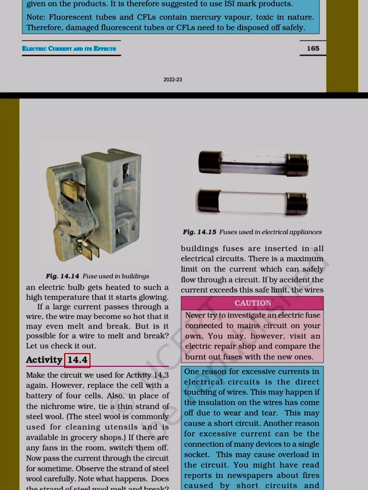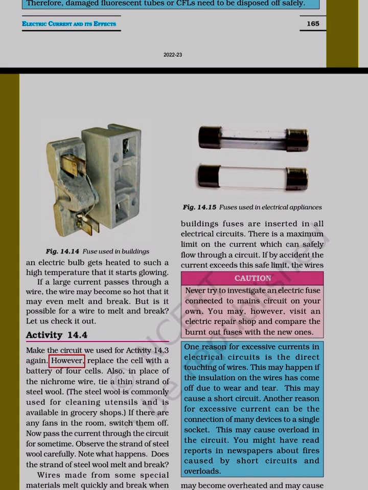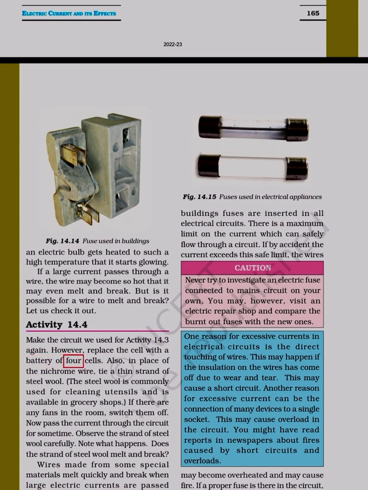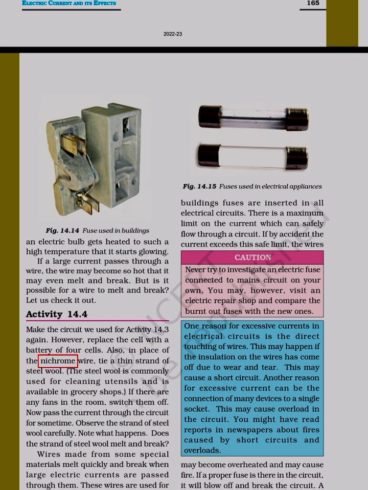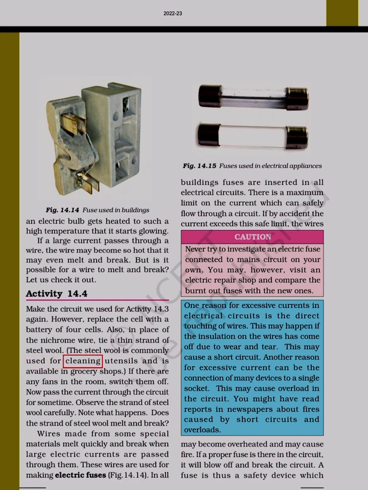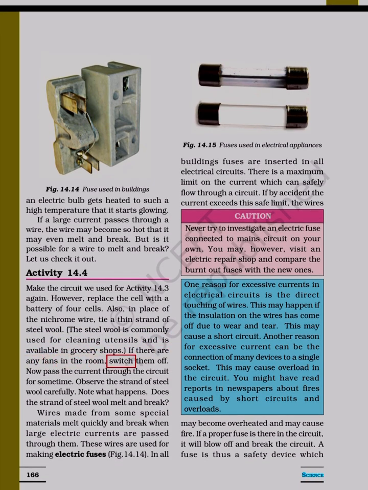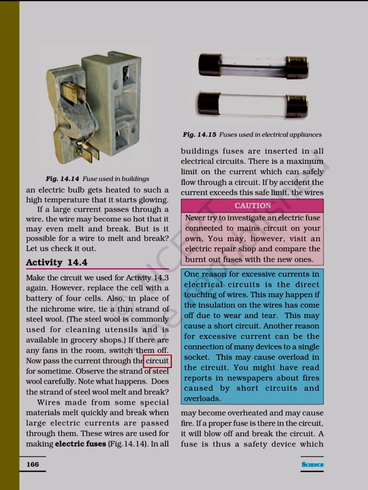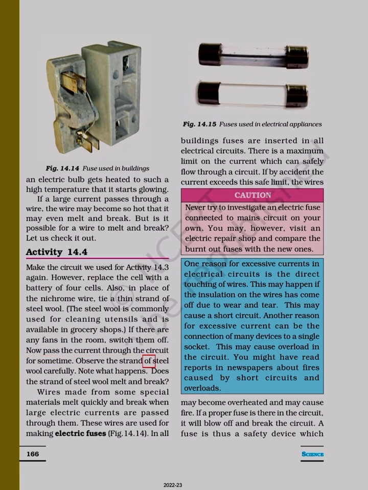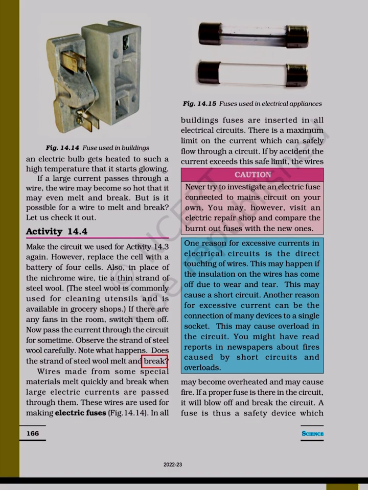Activity 14.4. Make the circuit we used for Activity 14.3 again. However, replace the cell with a battery of 4 cells. Also, in place of the nichrome wire, tie a thin strand of steel wool. The steel wool is commonly used for cleaning utensils and is available in grocery shops. If there are any fans in the room, switch them off. Now pass the current through the circuit for some time. Observe the strand of steel wool carefully. Note what happens. Does the strand of steel wool melt and break?